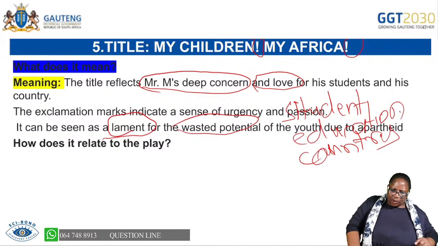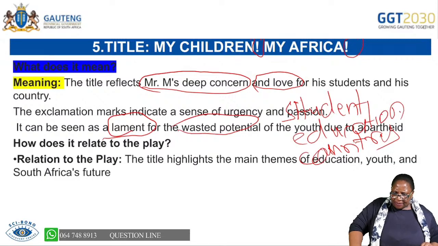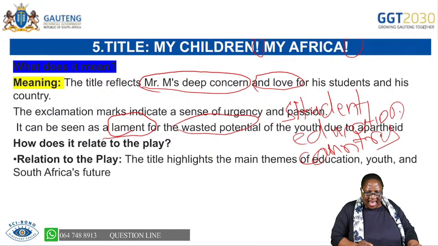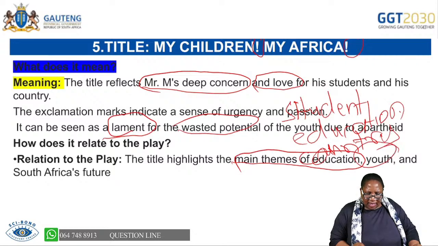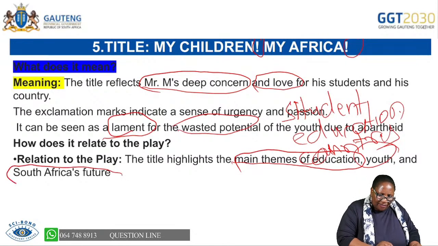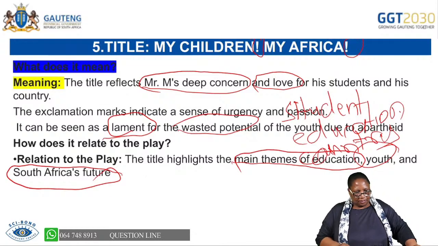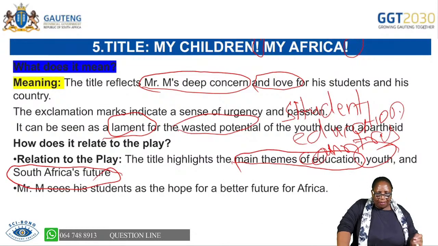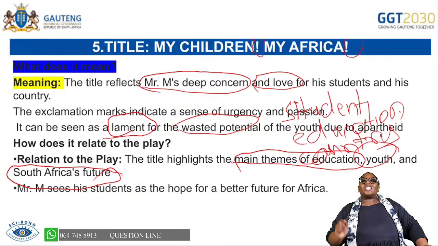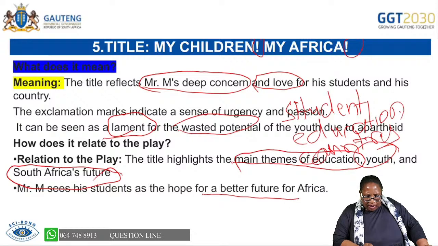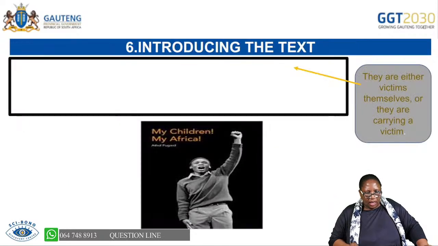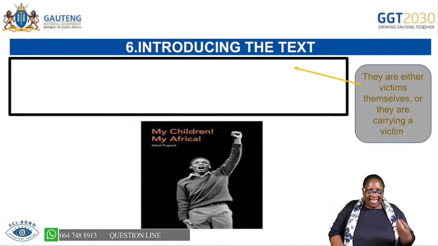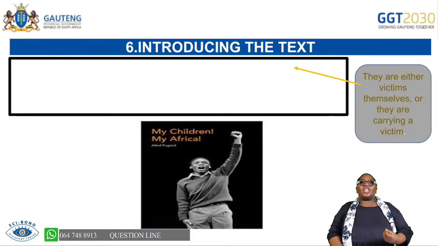How does it relate to the play? The title, My Children, My Africa, highlights the main themes of education, isn't it? The youth, and also South Africa's future. Mr. M sees his students as the hope for a better future for South Africa. So that's the basis. The title is grounded in the text, in the agency of seeing things change.